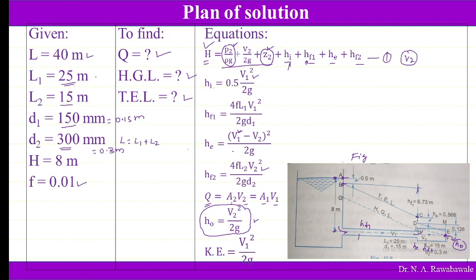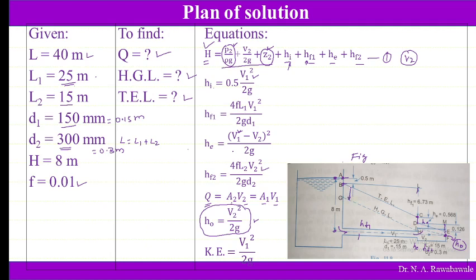From point C again there is a loss due to sudden expansion, He, and we draw a vertical line. And again there is a loss due to friction. This loss we reduce from point D gradually up to point E, so we get the line D to E. So this is the total energy line.